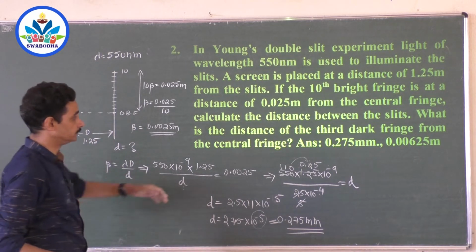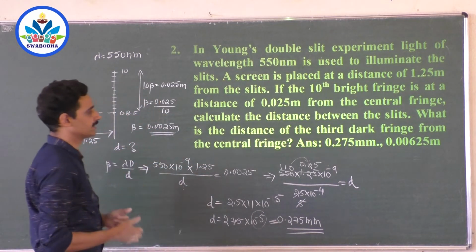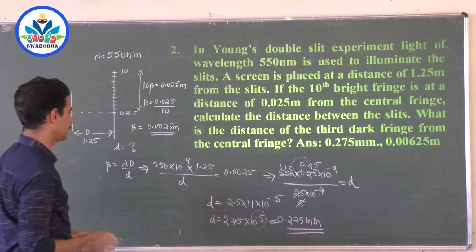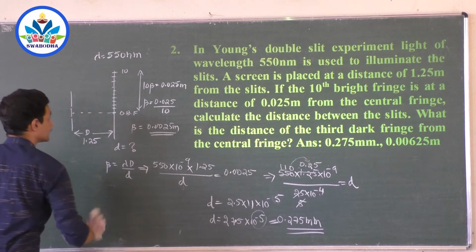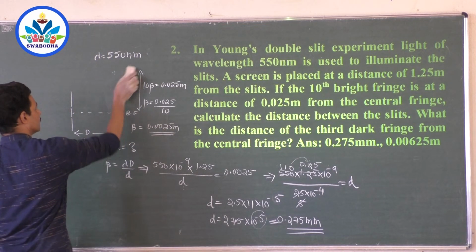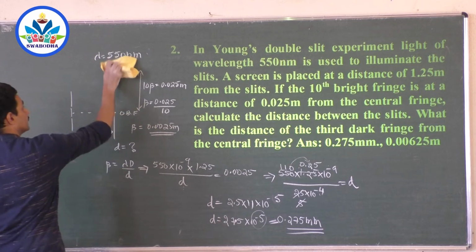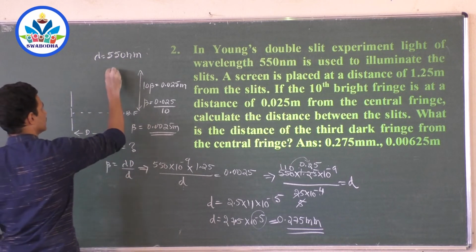Their question is another one. What is the distance of the third dark fringe from the central bright fringe? Okay, I will just change this one. Third dark fringe they want, right? What is the distance of the third dark fringe from the central bright fringe?